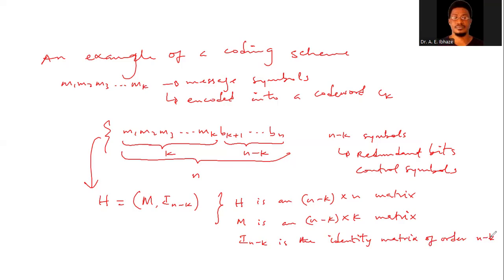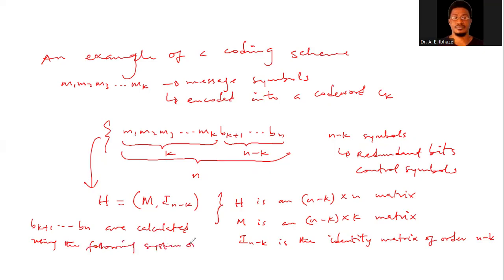So looking this up, we now see that all of these control symbols are calculated from a system of equations, okay? So the control symbols, B_{K+1} all the way to B_N, are therefore calculated using the following system of equations.